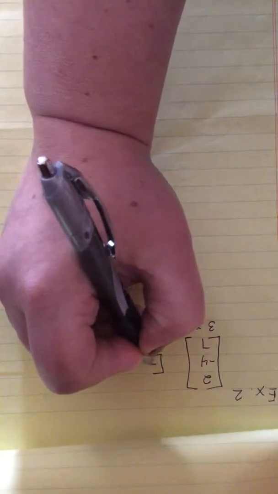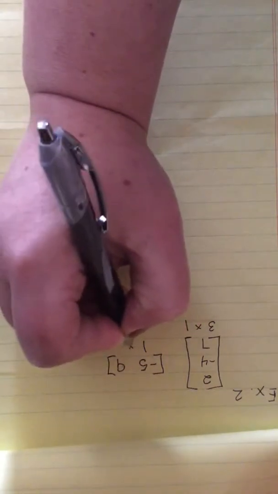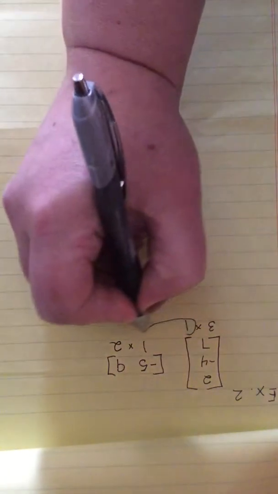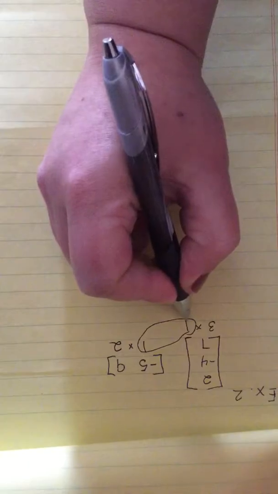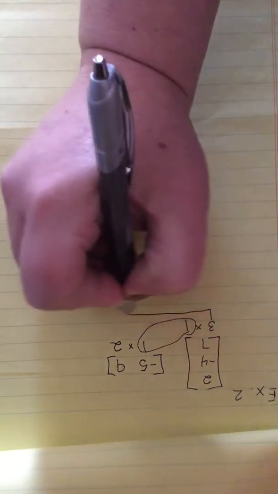So how about a 1 by 2 matrix? So again, these match. Column of my first with row of my second match. And the outer dimensions tell me that my answer matrix is going to be a 3 by 2.